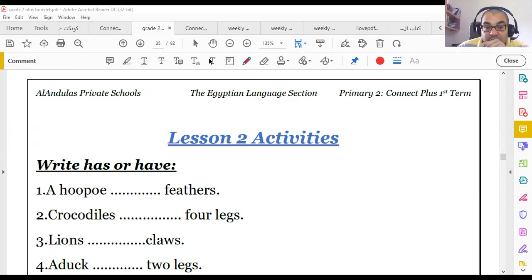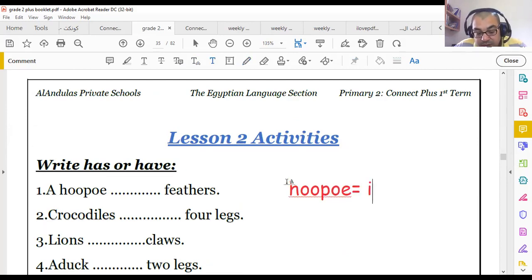So if it is one hoopoe, it means it equals it, right? Because a hoopoe is not a man, it's a bird, and there's no S here. This means it's one bird. We put A before one noun, singular only, without S. So hoopoe equals what? It. Good.